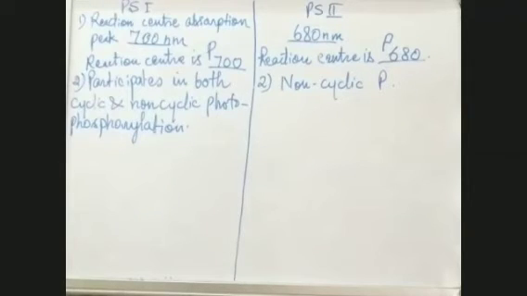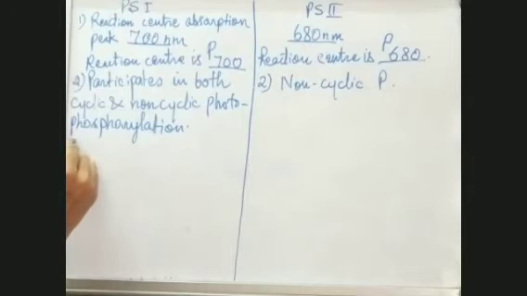The third point of difference is their location, where these are located. PS1 participates in non-cyclic also, and non-cyclic takes place in thylakoid. So PS1 is located both in thylakoid as well as stroma, whereas PS2 participates only in non-cyclic, and non-cyclic takes place in thylakoid. So PS2 is located only in thylakoid.